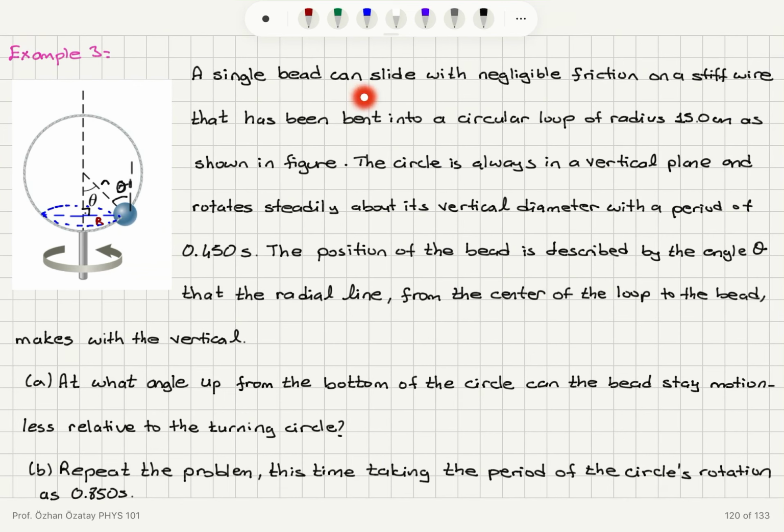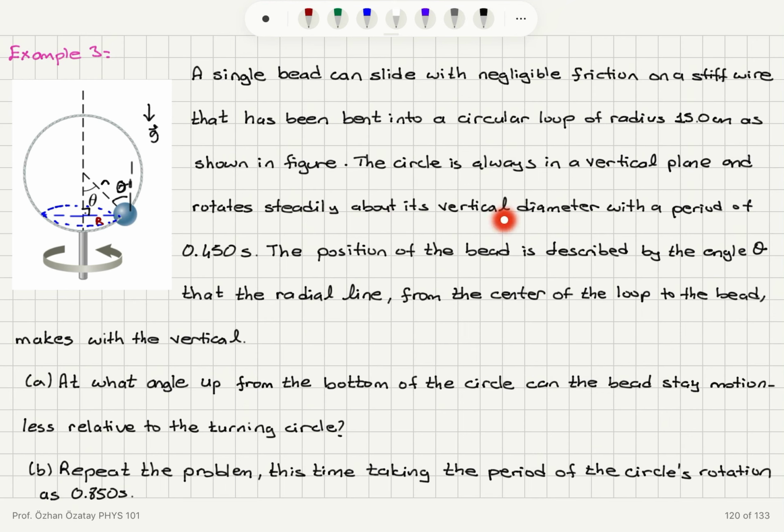A single bead can slide with negligible friction on a stiff wire that has been bent into a circular loop of radius 15 centimeters as shown in the figure. So the bead has the wire going through it, and this wire has a circular loop of radius 15 centimeters. It's in a vertical plane, so we have gravitational acceleration pointing in this direction.